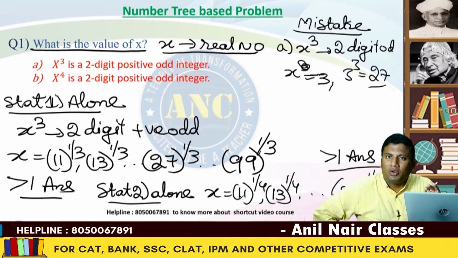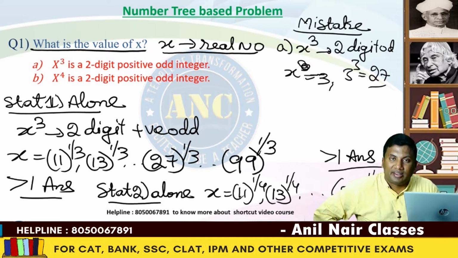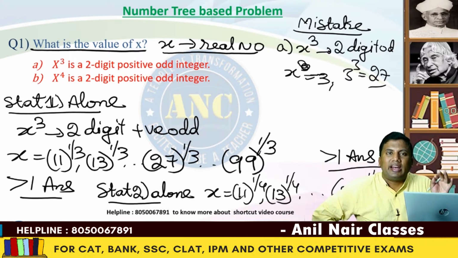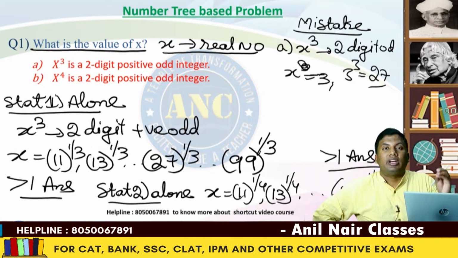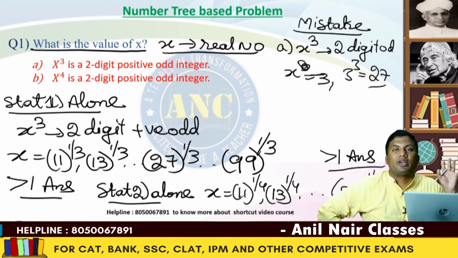You know what you will do? 99% of the students will tick mark the answer as each statement alone is sufficient. I can bet it and I can say it with experience. Because of your half knowledge, because of the teachers who did not teach data sufficiency the way it should be taught, you blindly will substitute x equivalent to 3. 3 cube is a 2-digit positive odd integer, 3 power 4 is 81. Answer is each statement alone, which is a mistake here.